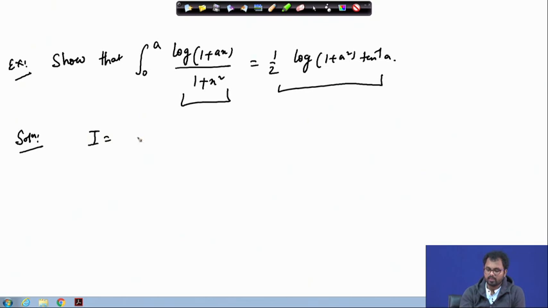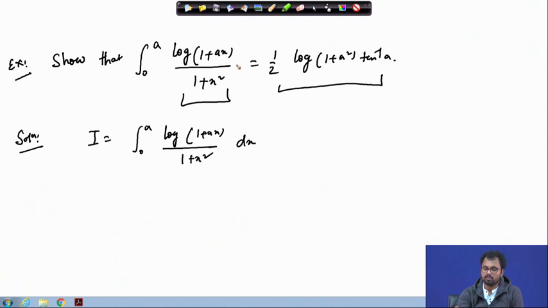So I can write I equals the integral from 0 to a of log(1 + ax)/(1 + x²). Now here we are integrating with respect to x. So that means a will be considered as the parameter, and we have an a in the integrand as well as in the upper limit. So this I of a is not that simple to differentiate.